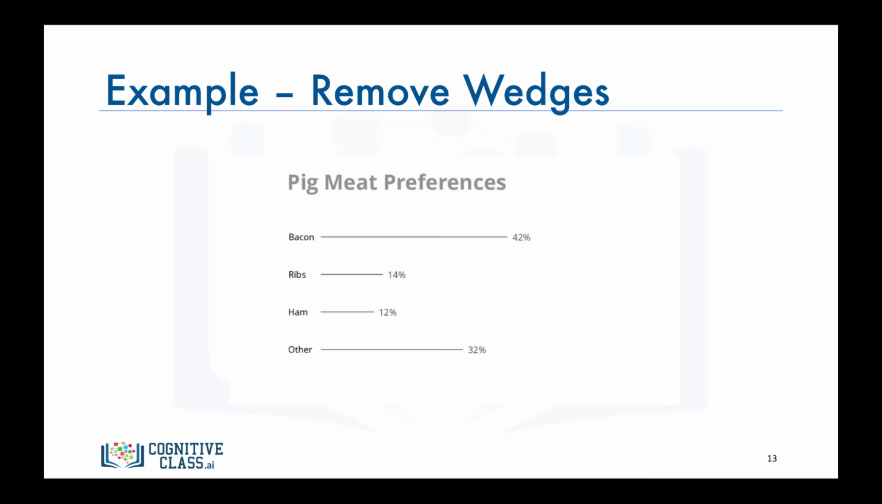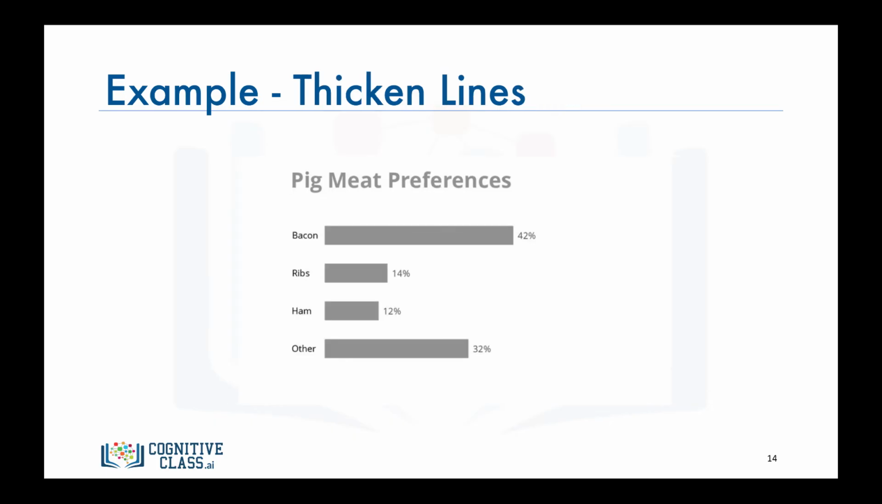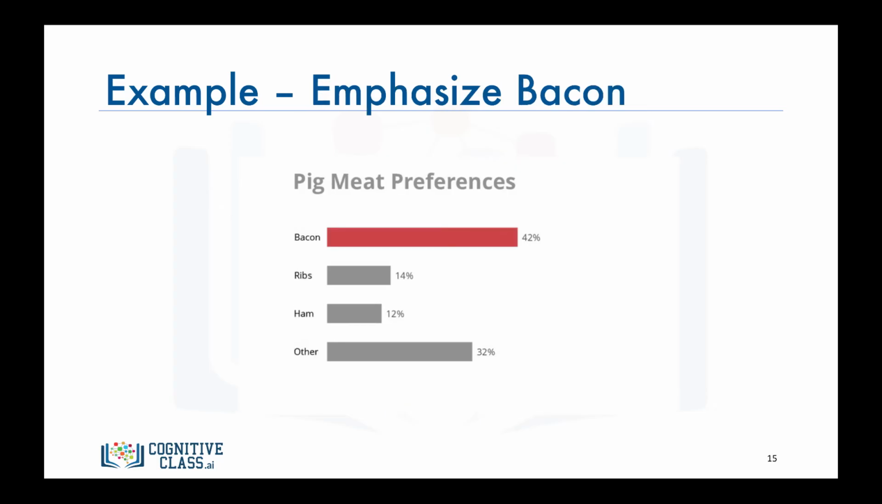And the wedges. Whoa! What just happened? Well, let's thicken the lines to make them more meaningful. Now, this looks a little familiar. Yes, this is a bar graph after all, one with horizontal bars. And finally, let's emphasize bacon so that it stands out among the other types of pig meat.